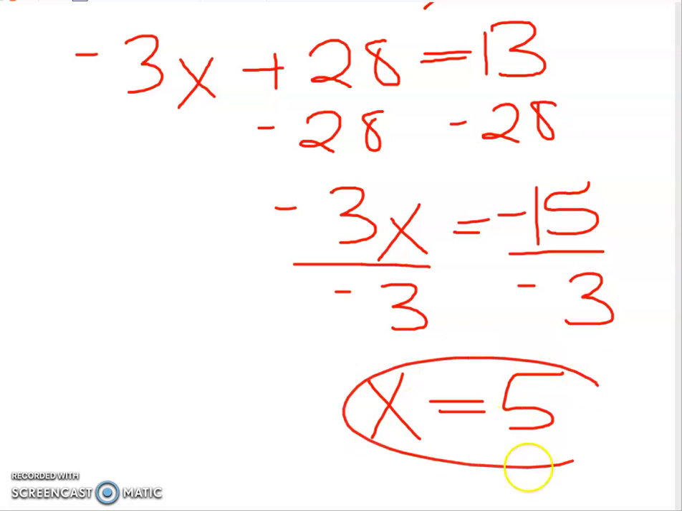So x is 5. So because our y value was 4 and our x value is 5, our final ordered pair for this problem is (5, 4).